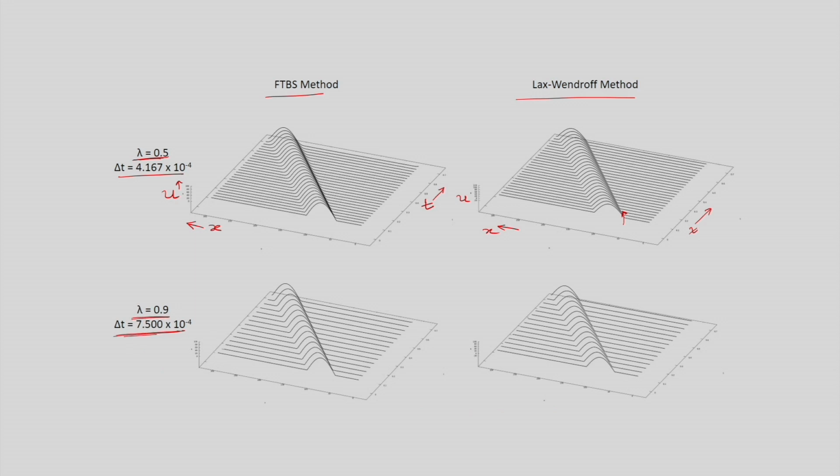For lambda equal to 0.9, it will give almost exact solution for these two cases, but here the errors are more. In this case you have more dissipation error, and in this case you have dispersion error. It is contributed by the leading order term in the truncation error: this is order of delta t and delta x, and this is order of delta t square and delta x square. Accordingly you will get the errors.